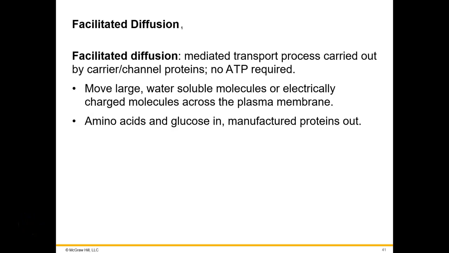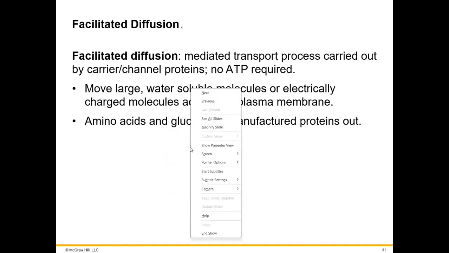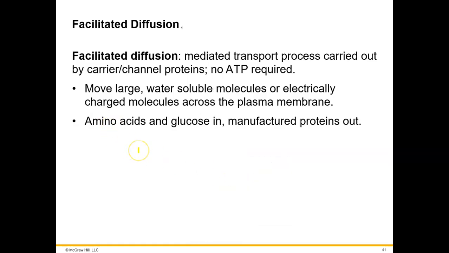We are on part 3 of the chapter 3 lecture notes, and we are still covering passive transport processes. So no ATP is required for these passive transport processes. We had learned about simple diffusion, which is just when molecules that are lipid soluble and small and not water soluble, those molecules can simply diffuse from their high to their low concentration through the phospholipid bilayer.